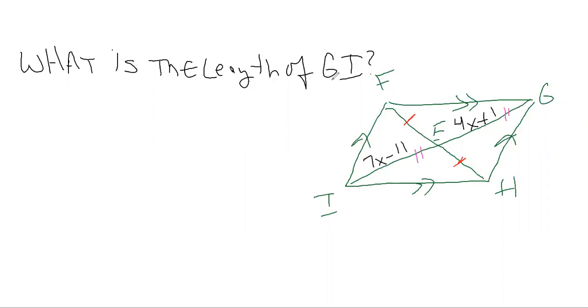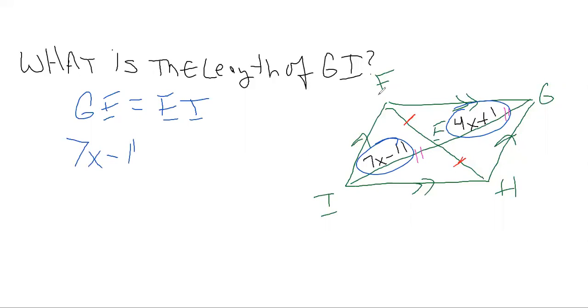Well, as you do these problems and start looking at them, you should notice that if GI is cut in half, that means GE is equal to EI. So if they're equal to each other, then I'm just going to go ahead and set their equations equal to each other. So I'm going to say 7x minus 11 equals 4x plus 1.